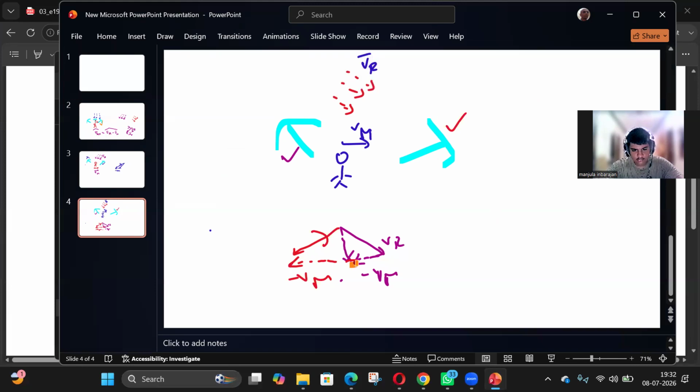Here, VM is small. Resultant is like this. So the umbrella is in the backward direction to face the rain. But if the velocity of the man is too high, say up to this, then the relative velocity is this way. So the umbrella will be tilted in the forward direction. So this is also possible when the velocity of the man is high. It's counterintuitive, but it's possible.